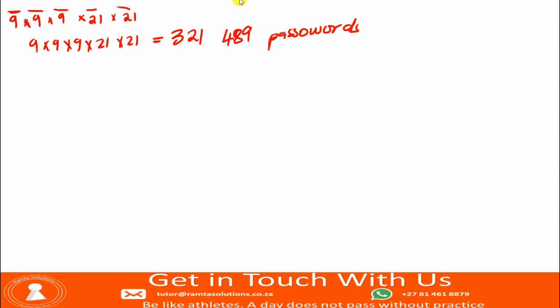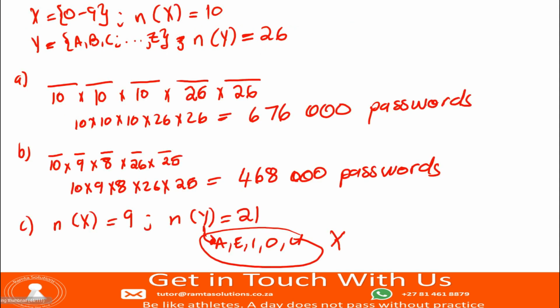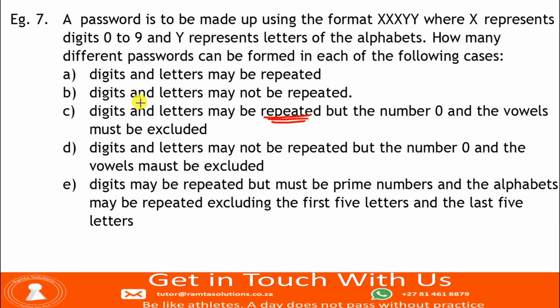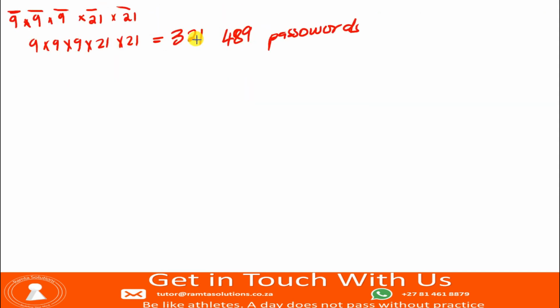For this condition, number C, where they say digits and letters may be repeated, but 0 and the vowels must be excluded, you will have 321,489 passwords. Okay? All right, perfect.